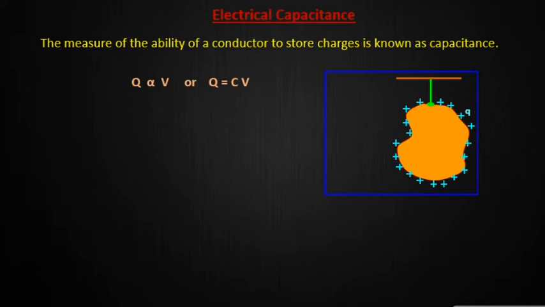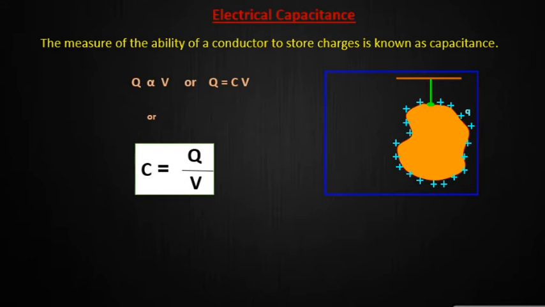Mathematically, Q is proportional to V, or Q is equal to C multiplied by V, where C is a constant of proportionality and is called capacitance. So we get C is equal to Q divided by V. Hence, capacitance is defined as the ratio of charge to potential of a conductor.